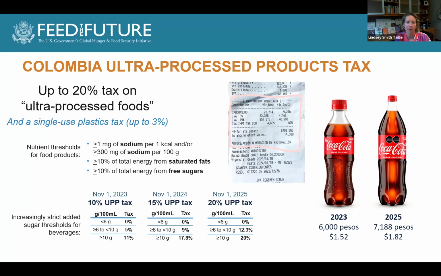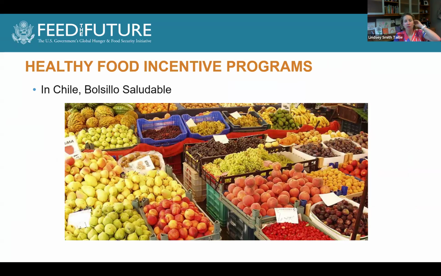So this is another example of a country that's really trying to take a comprehensive approach to letting people know what foods are unhealthy, and then trying to address this issue around the disproportionate availability and affordability of these unhealthy foods. And then, as I mentioned before, of course, it's really important to couple these types of programs with healthy food incentive programs. The ideal policy package would probably have both, right?